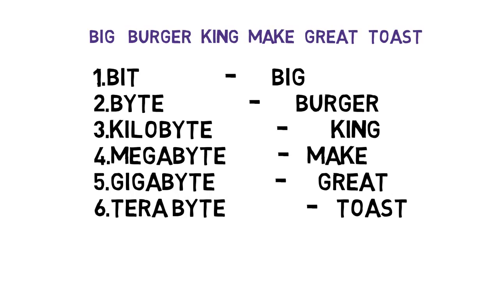Let us assume bit as big. See, both start with B. Second one, byte, let us assume it as burger. Third one, kilobyte, let us assume it as king. Both start with K. Fourth one, megabyte, let us assume it as make. Both start with M. Fifth one, gigabyte, both start with G. Sixth one, terabyte, both start with T. Let us assume terabyte as toast.